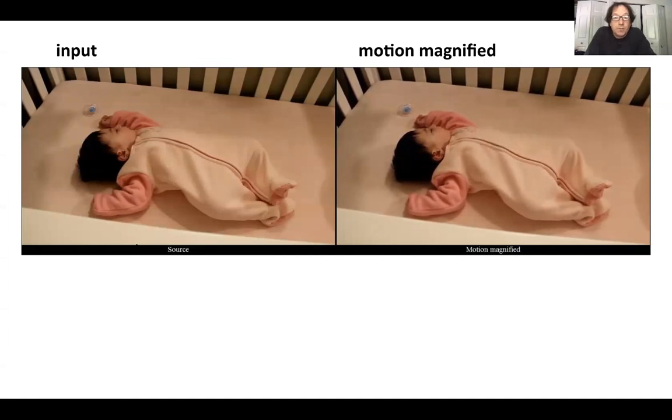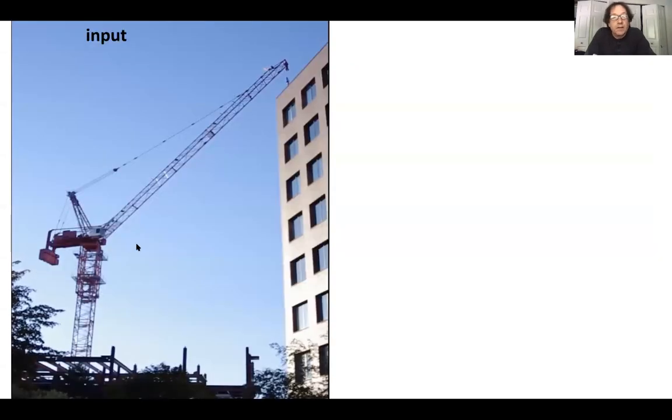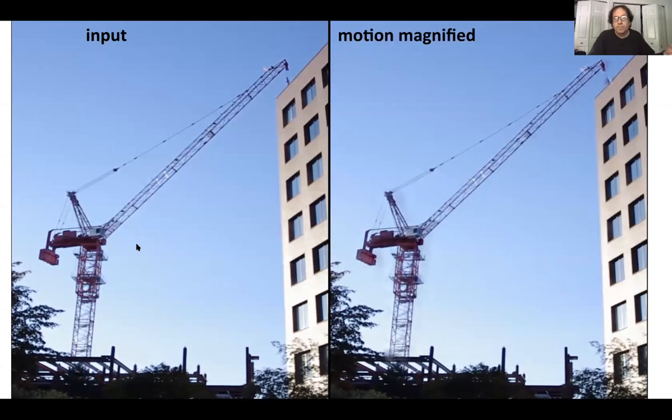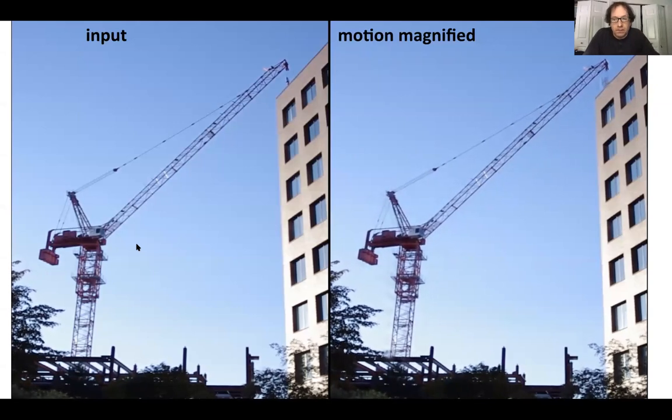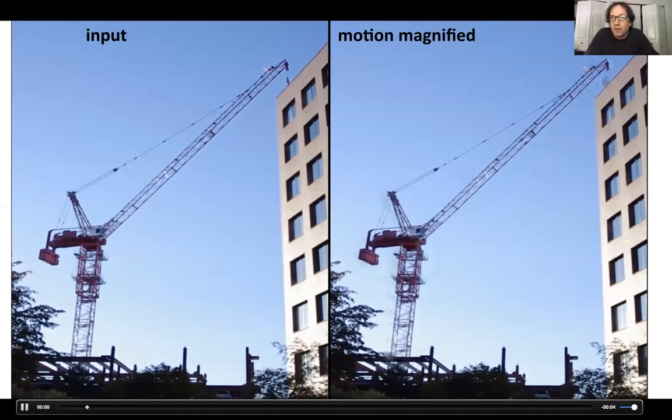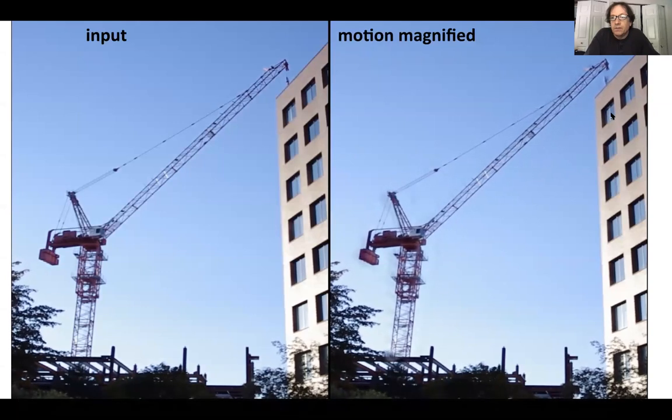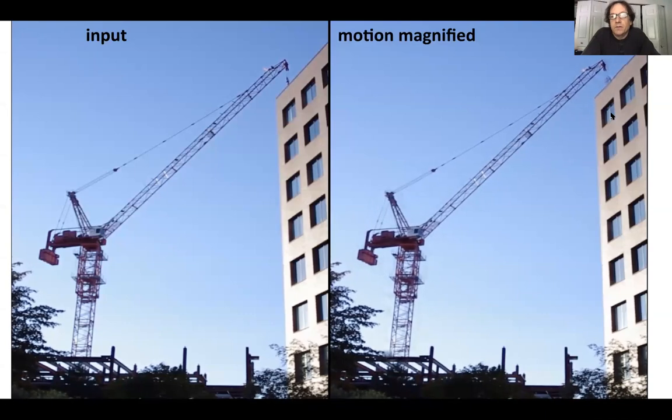So there are a lot of potential applications of this. Here's another one. This is a crane in the wind, and we know that structures like this actually move around, but it's kind of hard to see it from this video. But if we motion magnify it, then you can see the motion of the crane, and you can see the end of it really moves quite a bit.